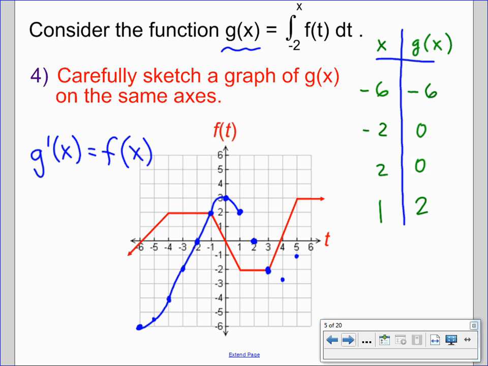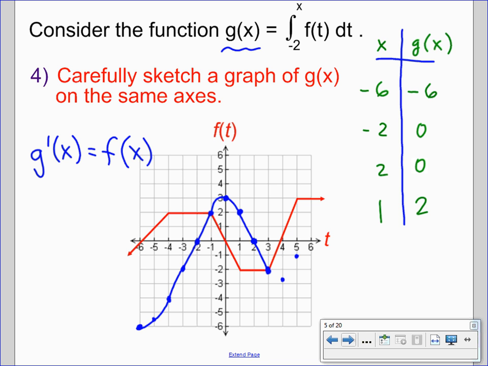In between x equals 1 and x equals 3, g prime equals f of x is negative constant. That means that the shape of my original graph g would be what? Linear decreasing. Can we draw that in? You bet. So from here to here, I need linear decreasing.